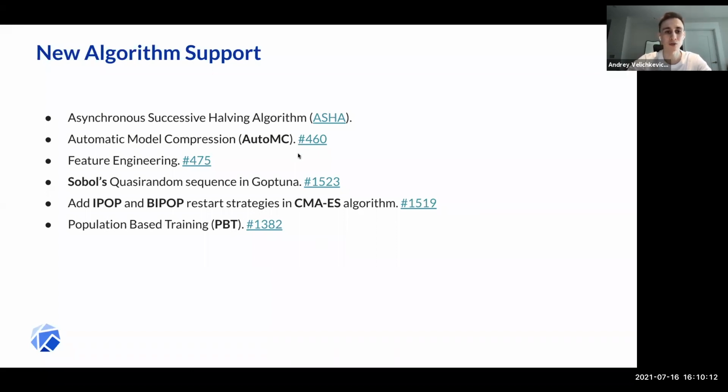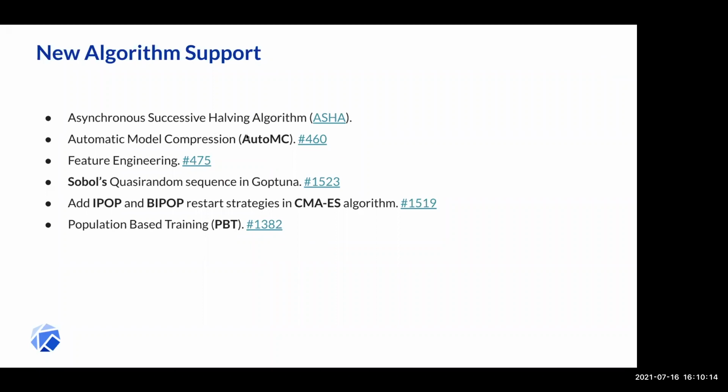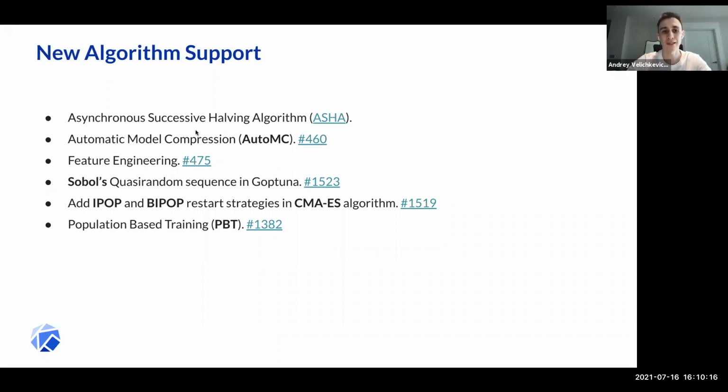Especially, we try to support ASHA, the asynchronous successive halving algorithm, which is currently very popular among hyperparameter tuning algorithms. In the meantime, even in the 1.4 release of Kubeflow, we'll integrate the Sobol algorithm, which is part of the Goptuna framework. We are also supporting new IPOP and BIPOP restart strategies. You can learn more about it by clicking the issue which we posted here.